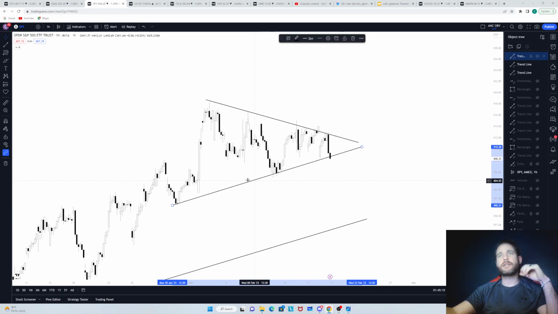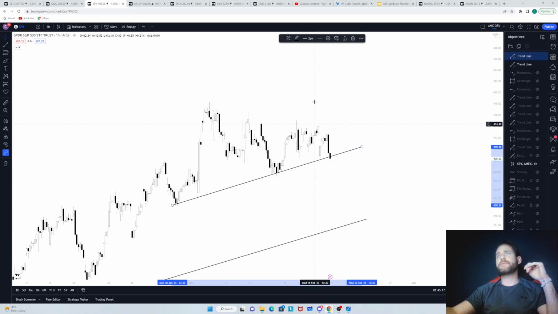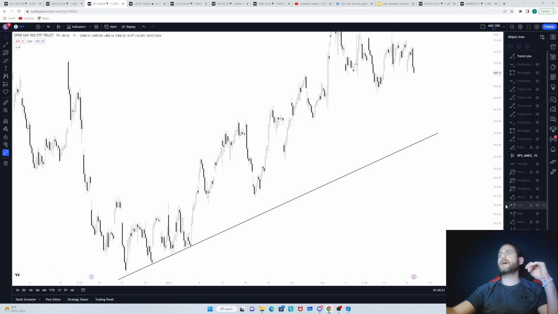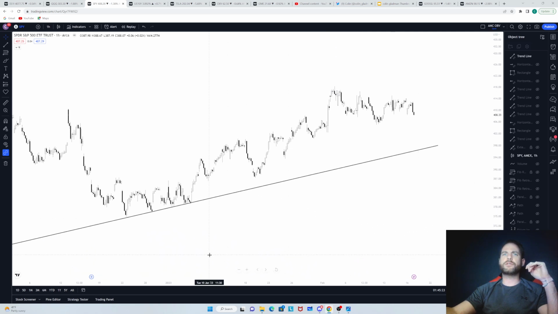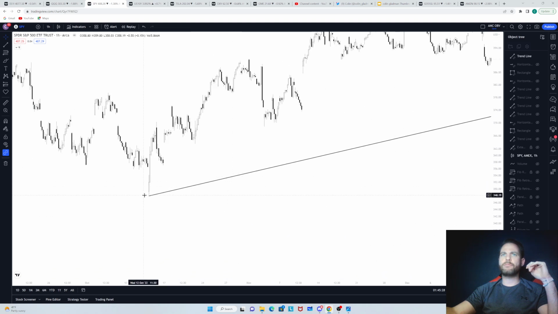It's actually starting to break down a little bit, but like I said, this is what you're looking for. You're looking for your different formations, whether they're pennants, flags, rising wedges, or descending wedges. That's overall what you're looking for when you're using your trend line.